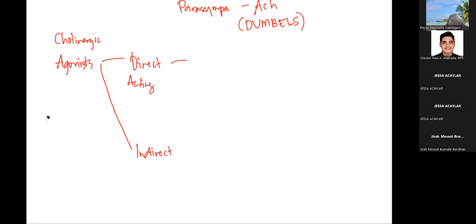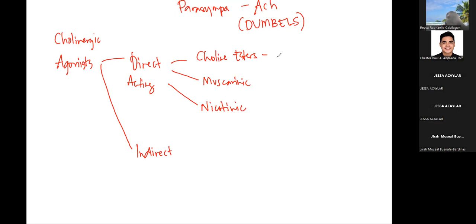Let me erase first. Ayusin ko siya. Pasensya na sa sulat ko. I hope you can still read this one. So we have direct acting na mga choline esters. So they are direct acting. And then we have muscarinic agonists. And then we also have nicotinic agonists.